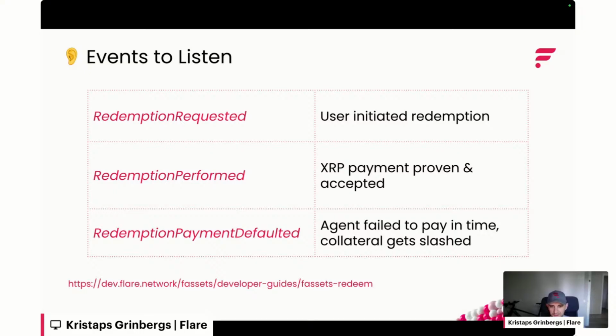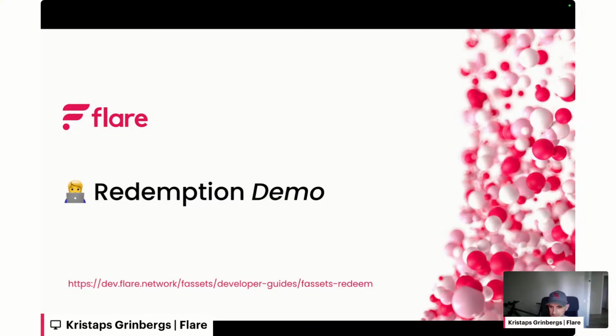Or redemption payment defaulted, then there is a problem, but the problem is for the agent. There is no problem for the user. The user gets back their assets, but the agent gets punished. The system takes the collateral that is backing and sends that to the user, so the user gets back their XRP assets. And that is shortly it about the process.